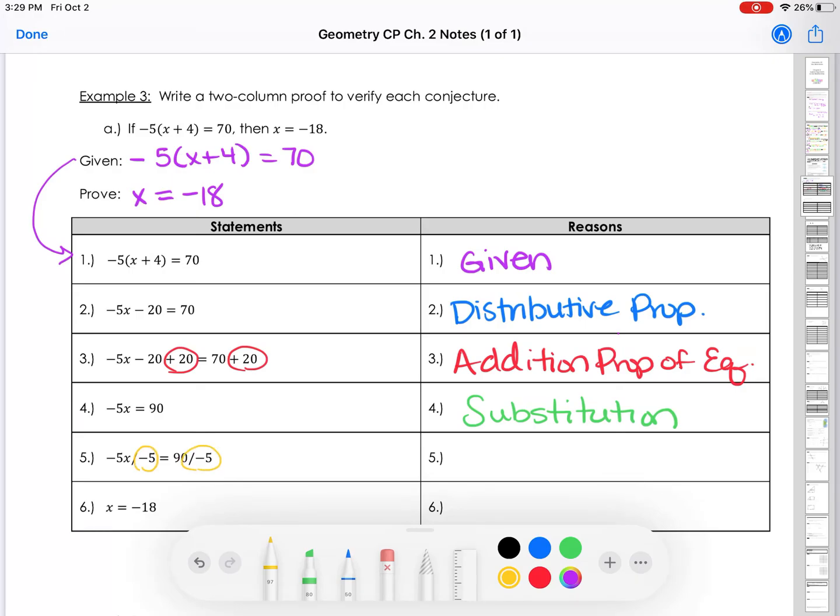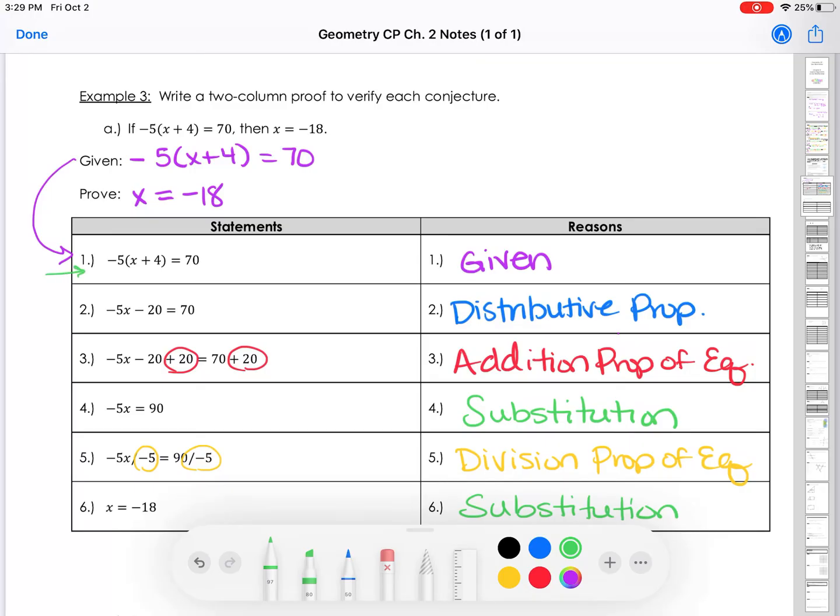Number 5, it looks like we're dividing on both sides, so that is the division property of equality. And lastly, it looks like we've proven what we needed to. And the last thing we had done there was clean it up, so that's substitution.